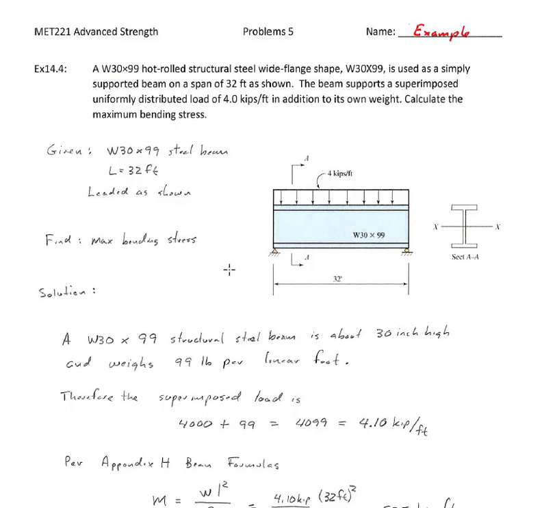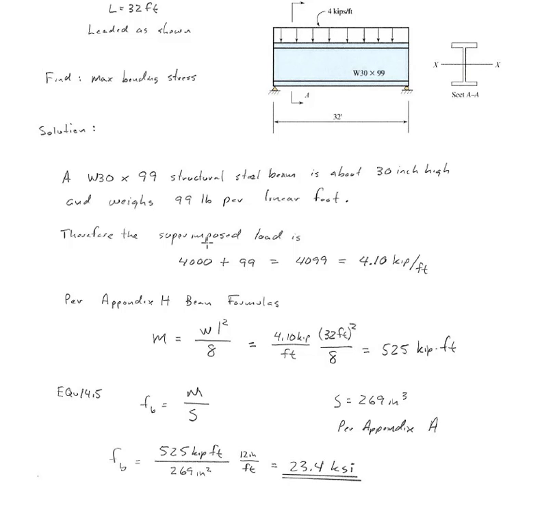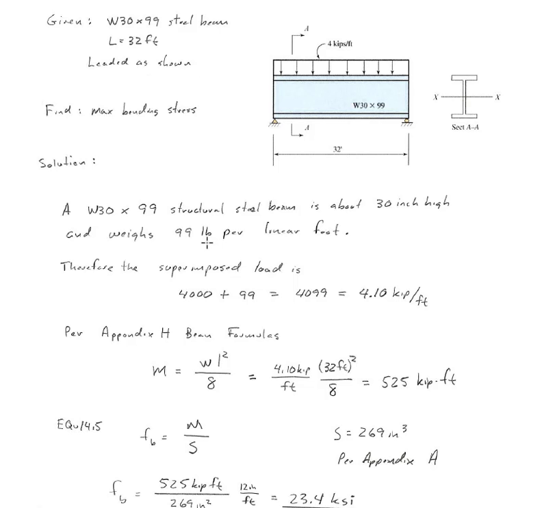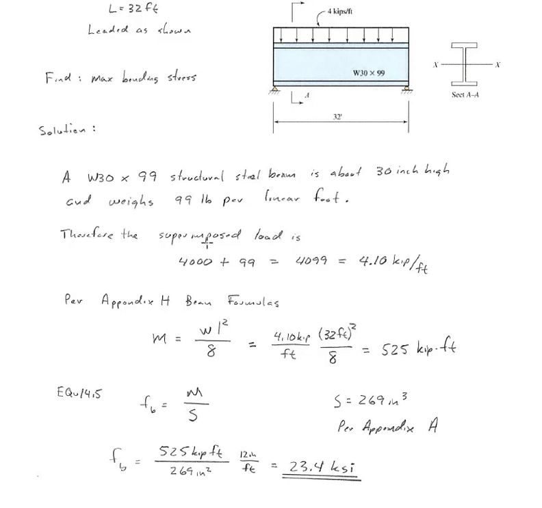Calculate the maximum bending stress. Okay, so we're given a W30 by 99 steel beam, a length of 32 feet, and it's loaded as shown. What we're supposed to find here is the maximum bending stress. So first, we need to know how much the load is due to the weight of the beam. A W30 by 99 structural steel beam is about 30 inches high and weighs 99 pounds per linear foot.